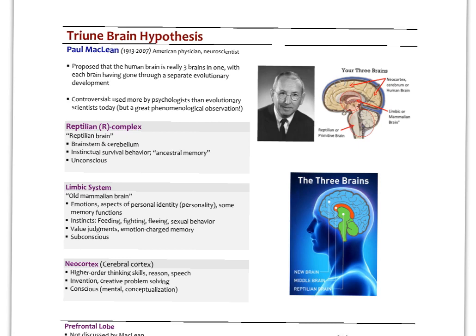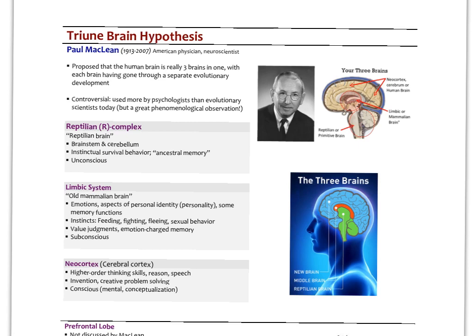So Paul MacLean was an American physician. He was a neuroscientist. I believe he worked at the National Institute of Mental Health. He came up with what he called the triune brain hypothesis as a way of understanding the different functions of these threefold sections of the brain.